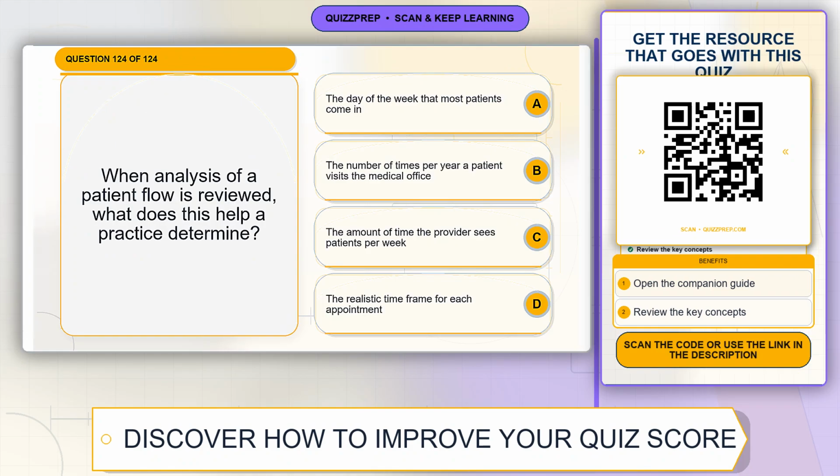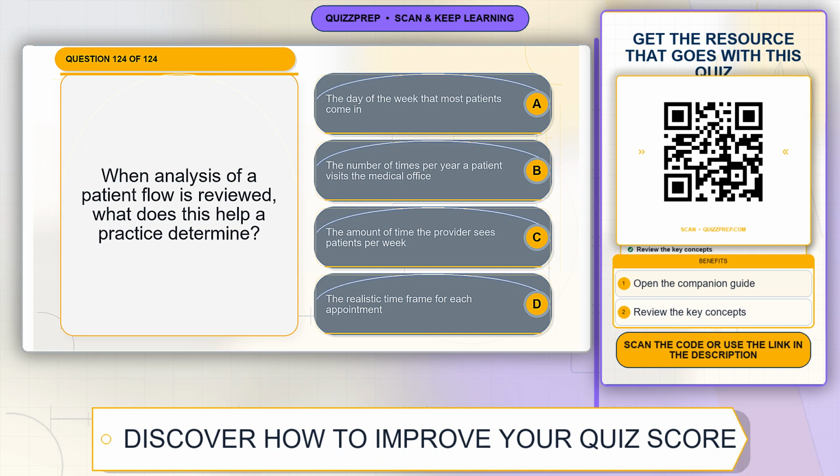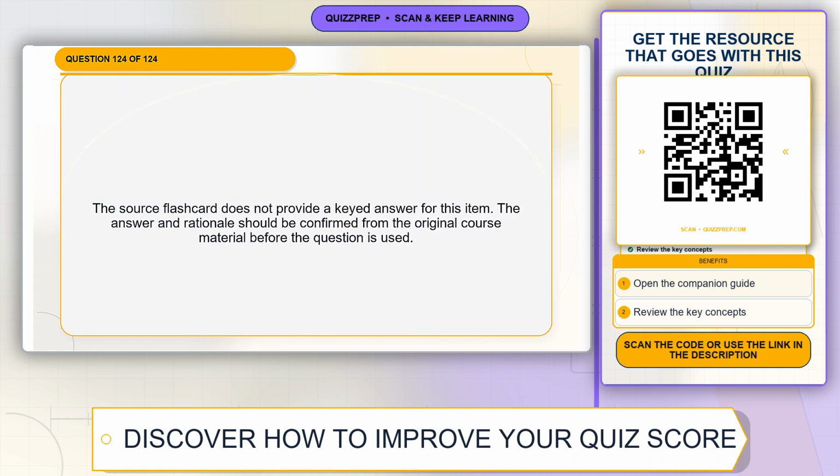Question 124. When analysis of a patient flow is reviewed, what does this help a practice determine? Option A, the day of the week that most patients come in. Option B, the number of times per year a patient visits the medical office. Option C, the amount of time the provider sees patients per week. Option D, the realistic time frame for each appointment. The correct answer is not shown. Explanation. The source flashcard does not provide a keyed answer for this item. The answer and rationale should be confirmed from the original course material before the question is used.